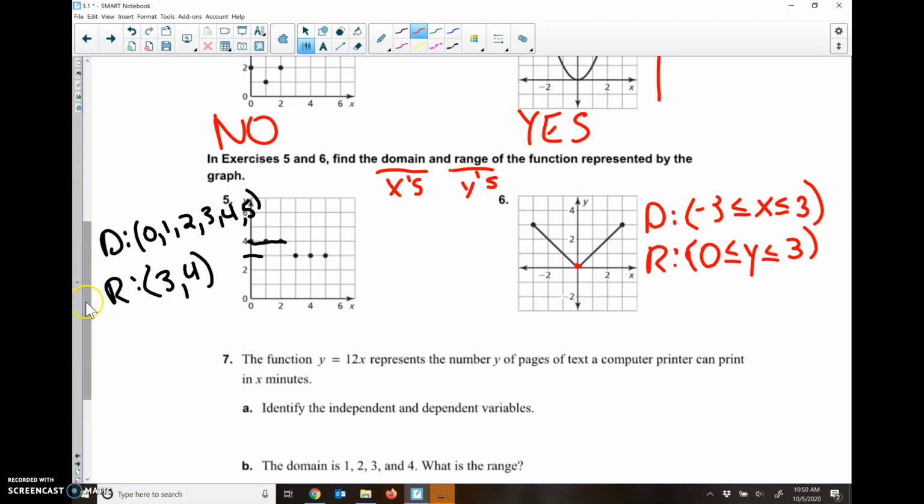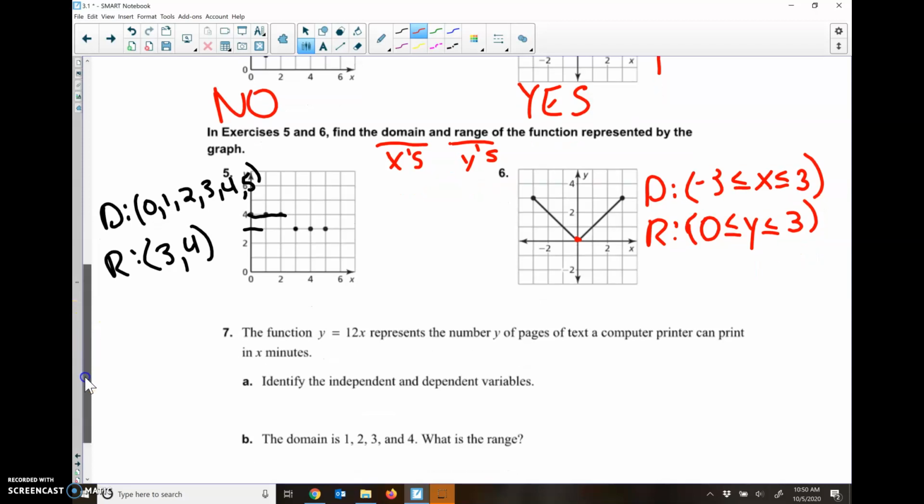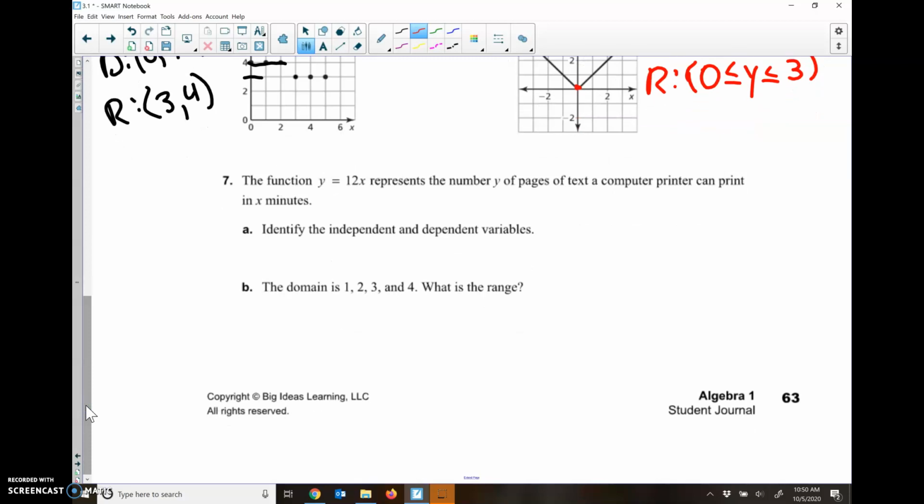All right, last one. The function y = 12x represents the number of pages of text a computer printer can print in x minutes. Identify the independent and dependent variable. Okay, so remember, dependent is the things that we can control. Independent is the things we can't. So if we're telling a printer to print something, out of those two, whether it's the pages or the minutes, we can control... it says y is going to be dependent.